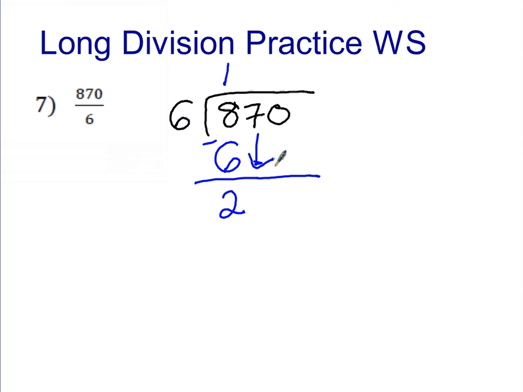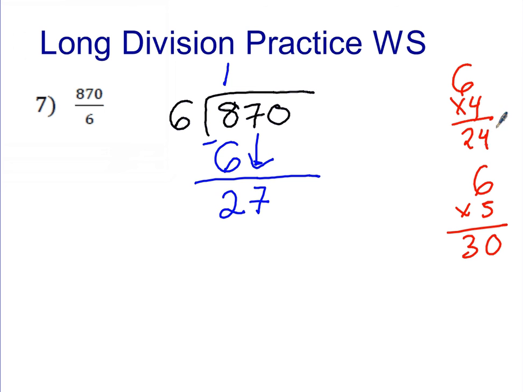the 7. And we think about how many times 6 goes into 27 without going over. And we can think about this. 6 times 4 is 24, but 6 times 5 is 30. So 6 times 4 is what we want. It's not too big, so we'll put 4 here. 6 times 4 is 24. We subtract. 27 minus 24, and we get 3. Then we will bring down the 0.